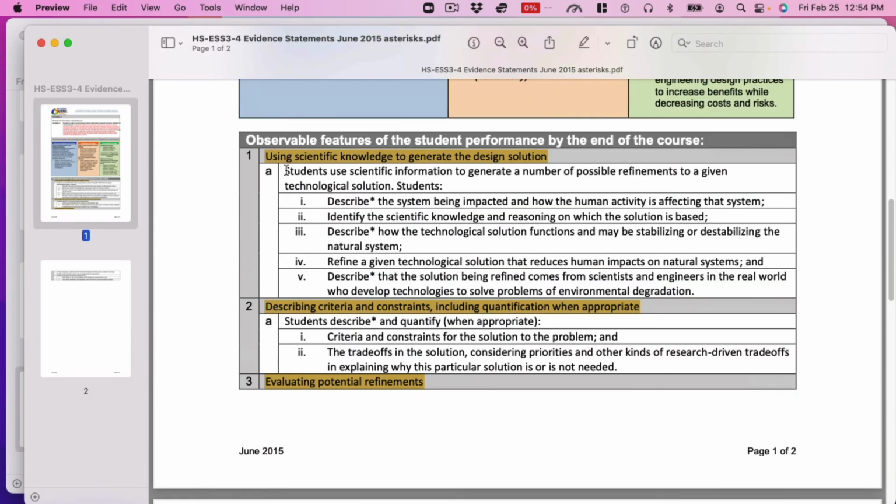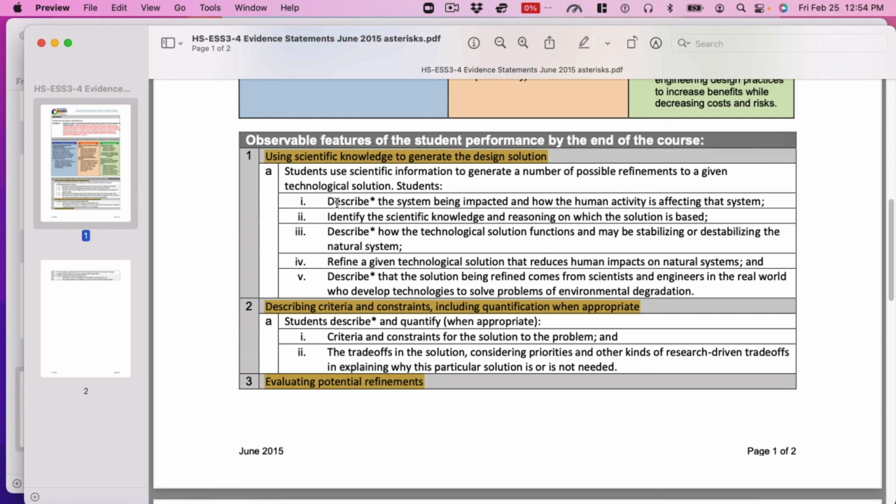When I look more deeply, it has students use scientific information to generate a number of possible refinements to a given technological solution. When you think about that context, what is that given technological solution? So how do I take this evidence statement and really focus in on what I'm asking students to do? So what's the scenario around my instruction when I go to assess? So that they describe the system being impacted and how the human activity is affecting that system.